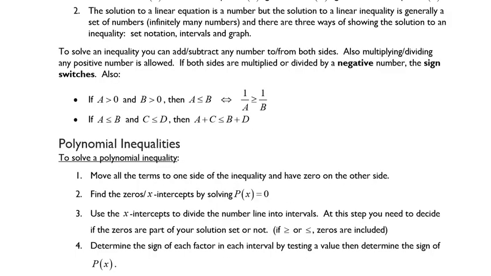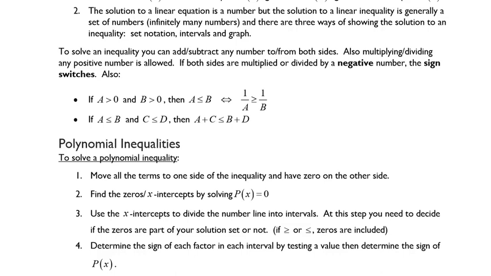To solve an inequality, you can add or subtract any number to or from both sides. Also, you may multiply or divide by any positive number. If both sides are multiplied or divided by a negative number, the sign switches direction, or flips directions.